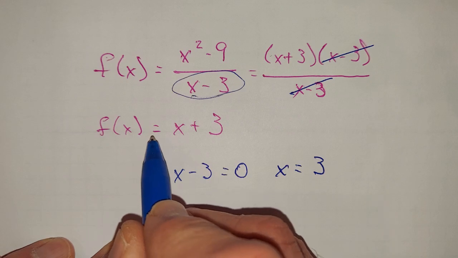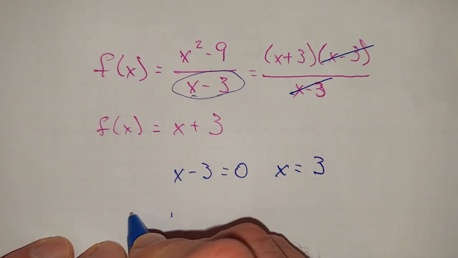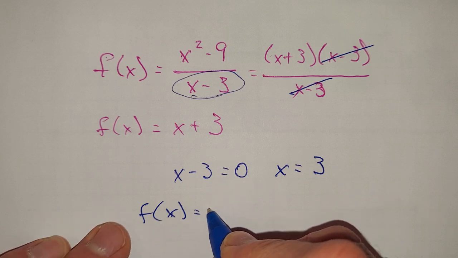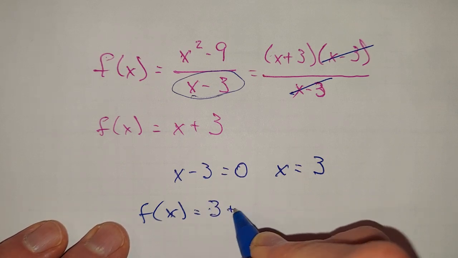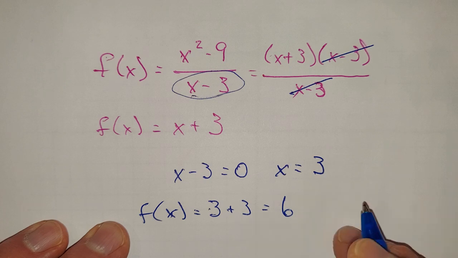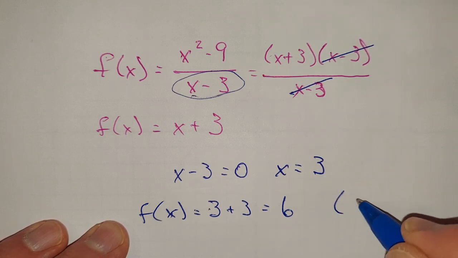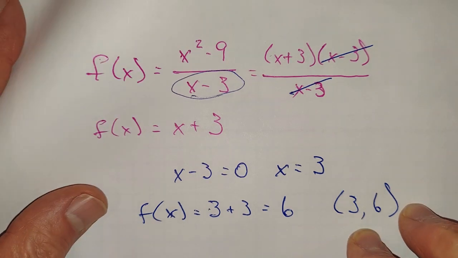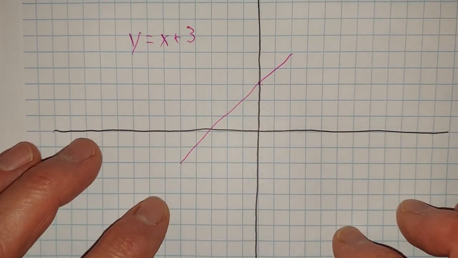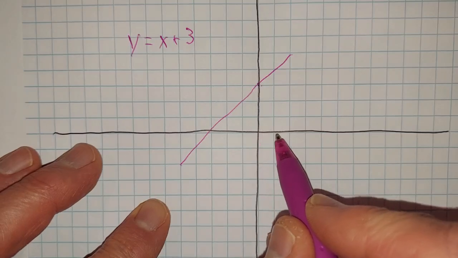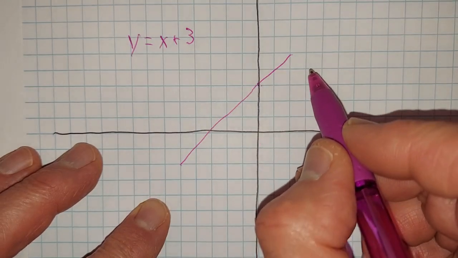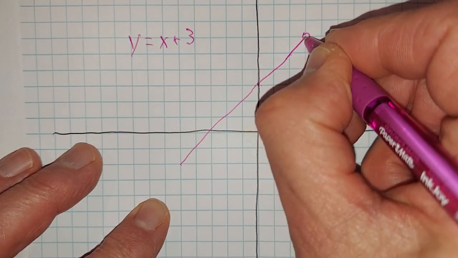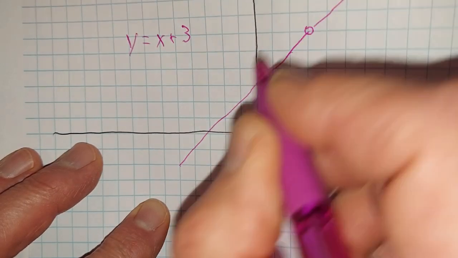Plug that into this one here where we have, f of x equals x plus 3, but our x is 3. 3 plus 3 equals 6, and therefore our hole is going to be at (3, 6). So we go to our graph. We find 3, 1, 2, 3, up 6, 1, 2, 3, 4, 5, 6. Here's our hole. And there's what our graph is going to look like.